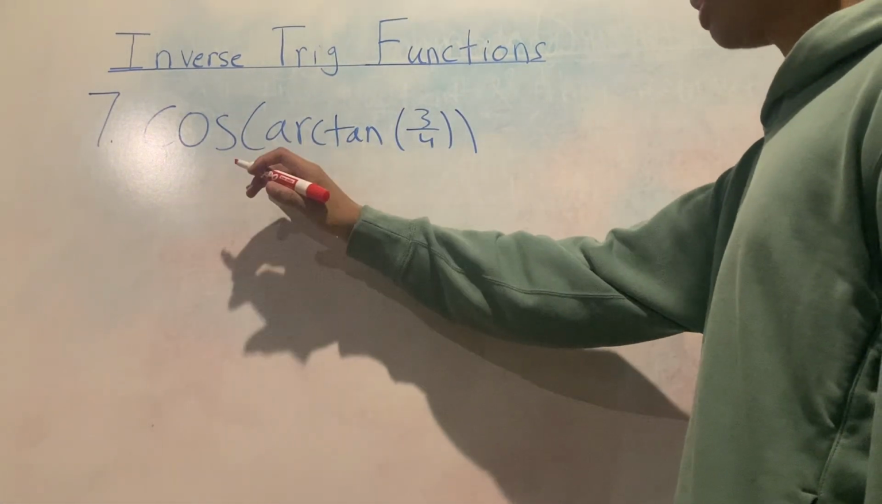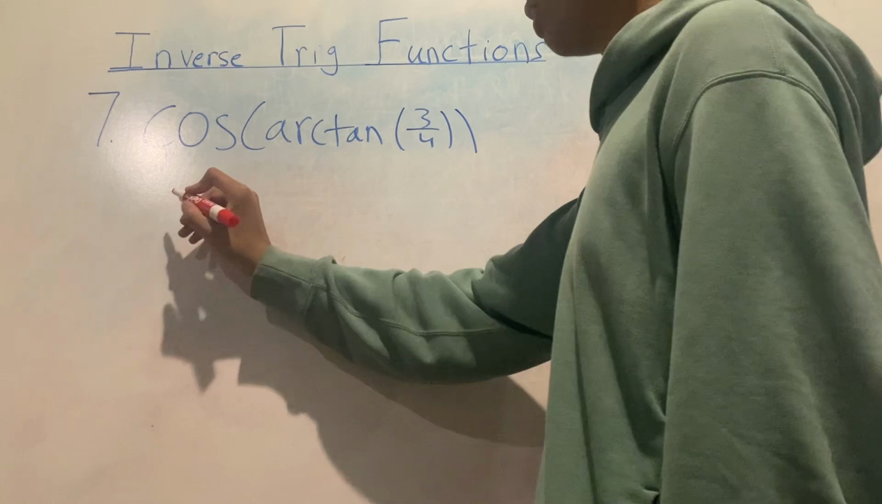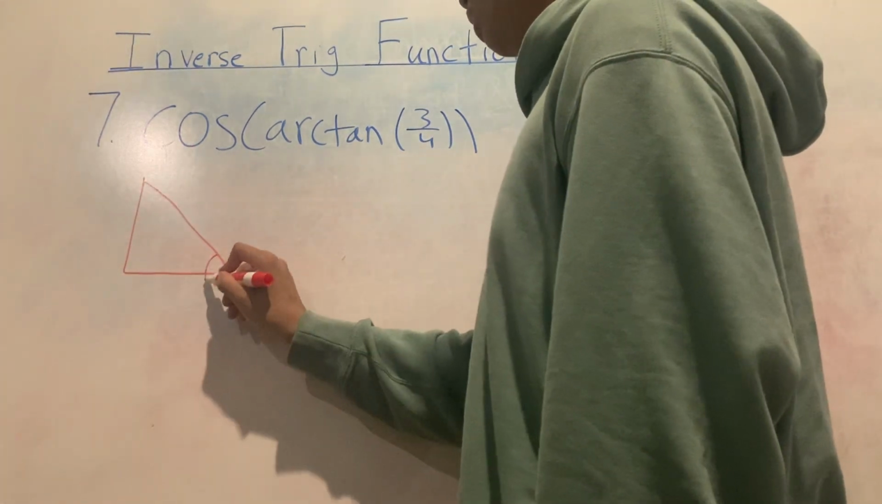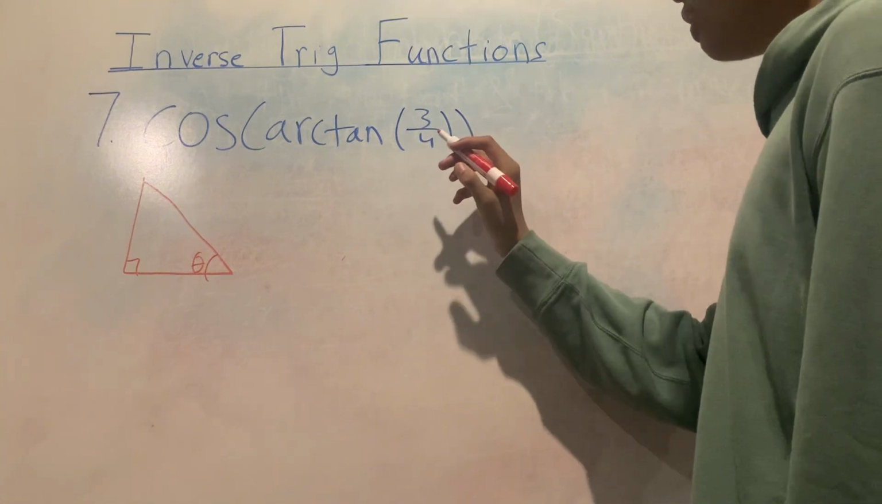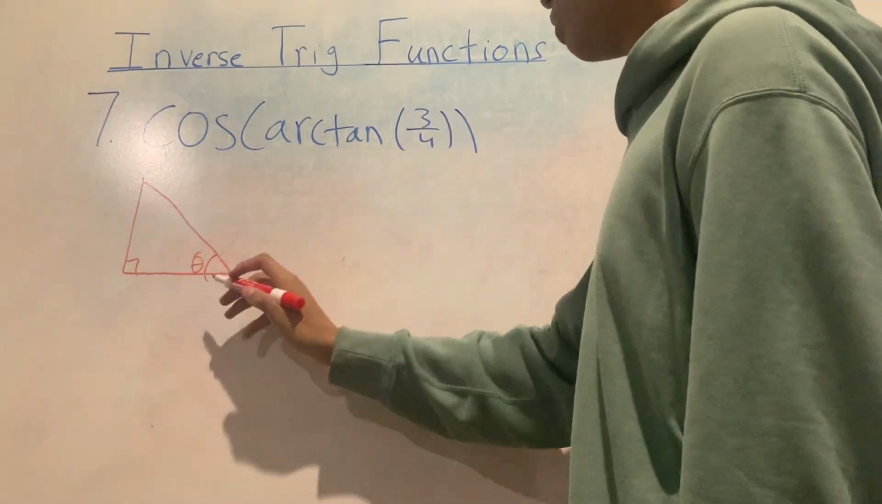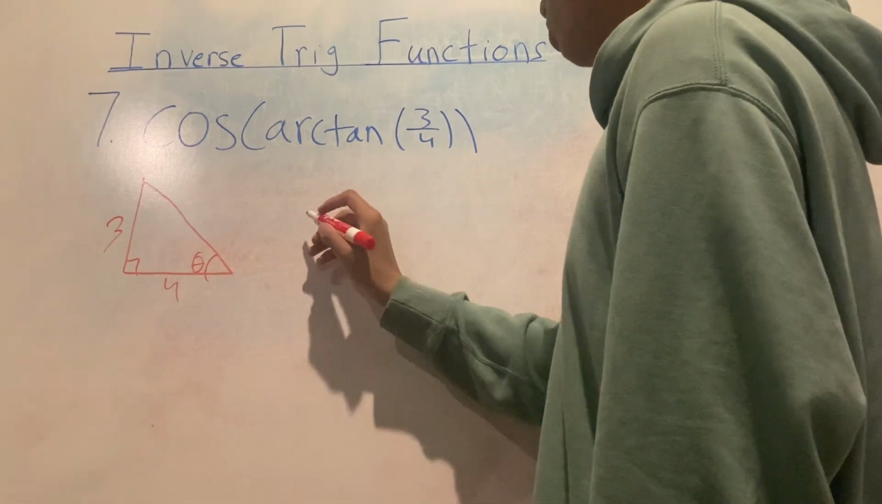Okay, so we have cosine of arctan 3 over 4. Since this time the inverse function is inside a function, we have to draw a triangle for this. So we have theta and a 90-degree angle. They're giving us tan 3 over 4, and tan is opposite over adjacent. So 3 is opposite, so opposite of theta is over here, 3. And adjacent is over here, so 4. So let's find the hypotenuse real quick.